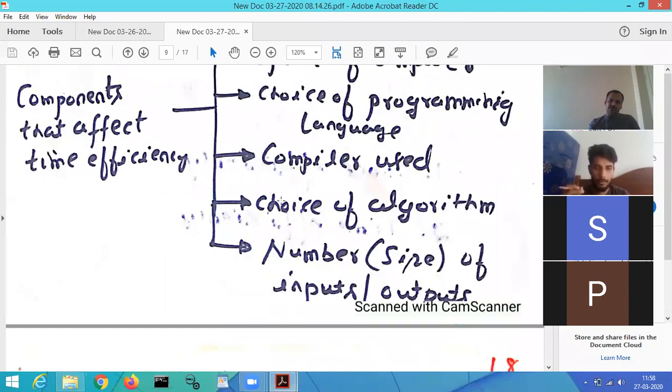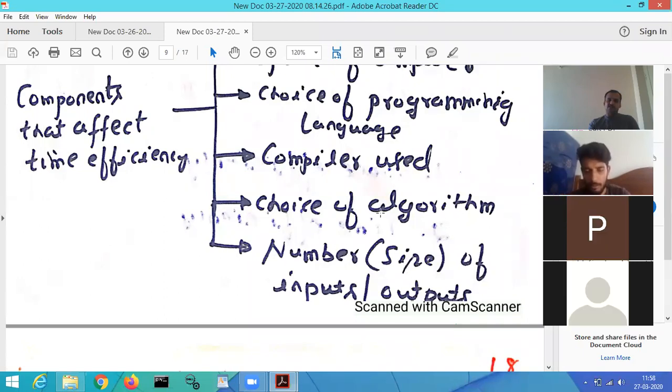That's why we are going to take only two parameters. One is the choice of the algorithm, another one is the number of inputs or outputs. Choice of the algorithm means either you may use the school level algorithm or you may use Euclid's algorithm. The other is the number of inputs or the size of input. If you take the quicksort algorithm, as the value of n increases, the time taken by quicksort also increases.